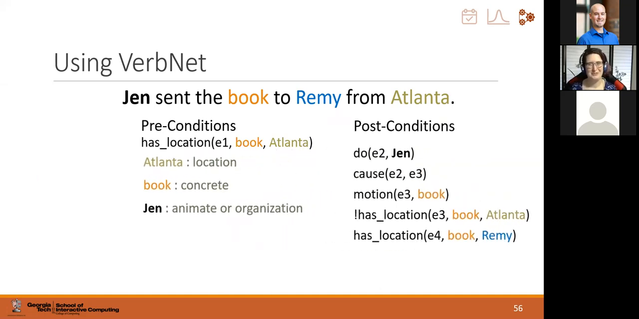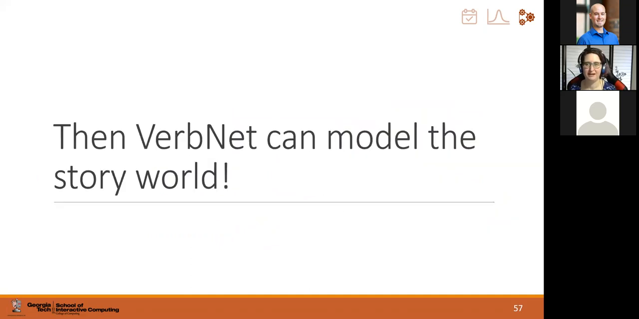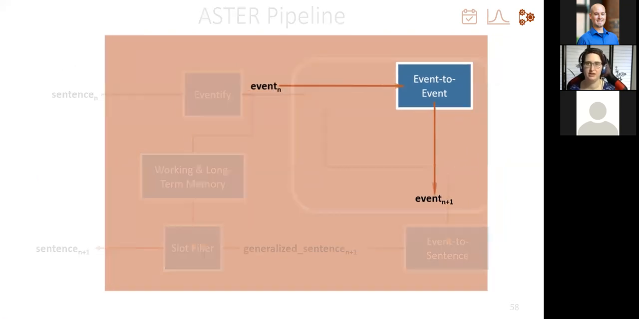I would sort these into pre- and post-conditions. And then I used this in conjunction with the event-to-event network.